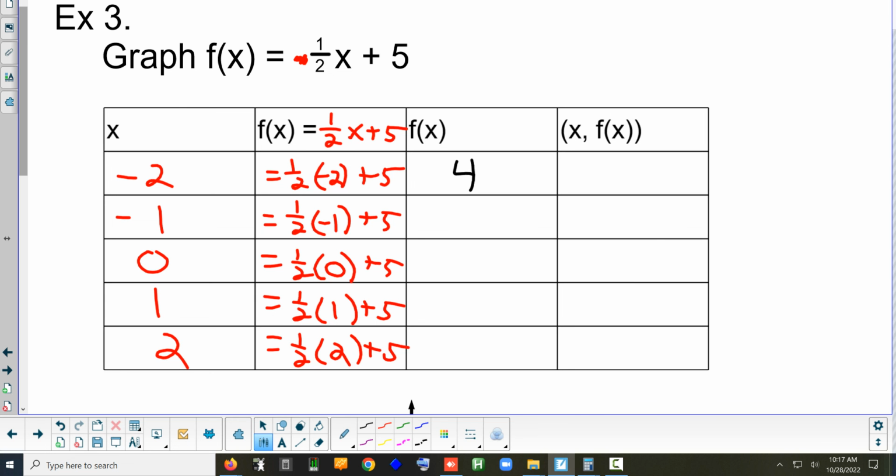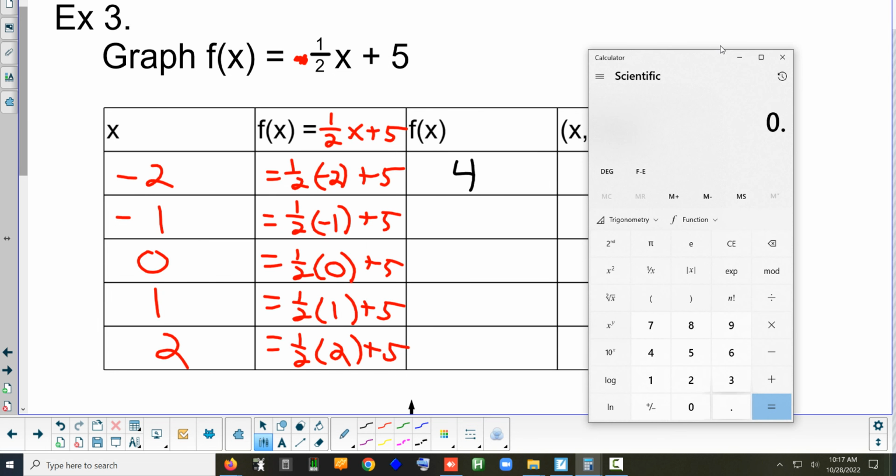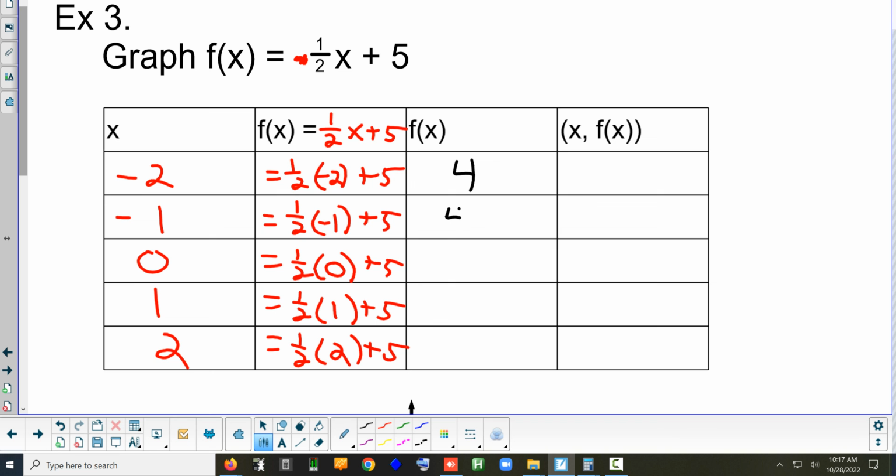Now do the next one. 0.5 times -1 plus 5. It gives me 4.5. Okay, the next one I think we could do 1/2 times 0. What's 1/2 times 0?